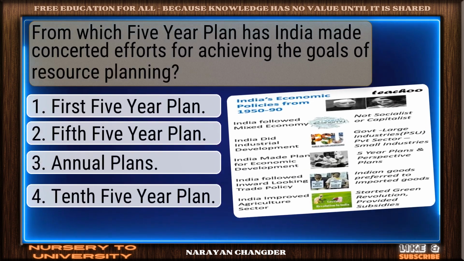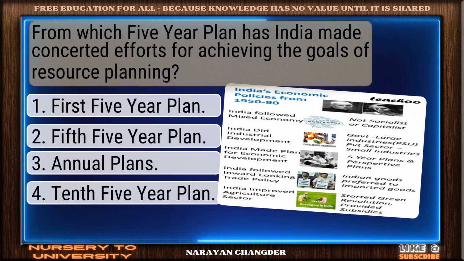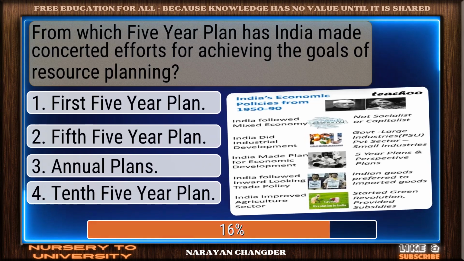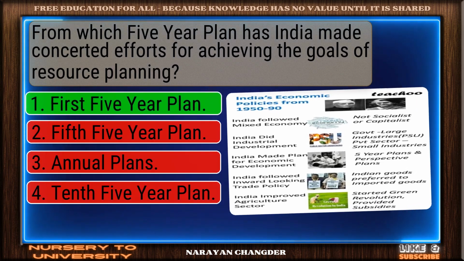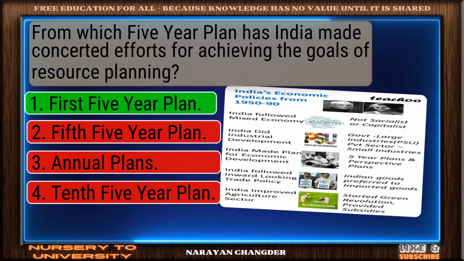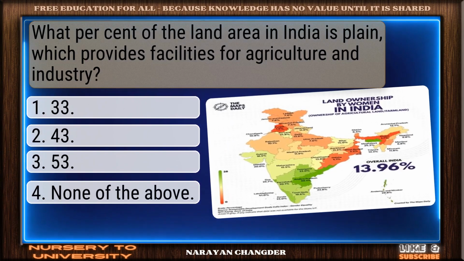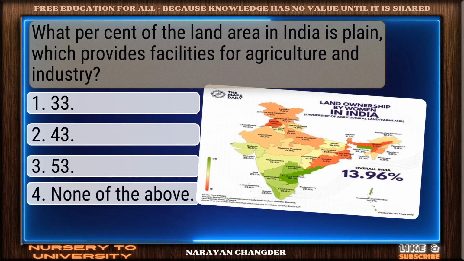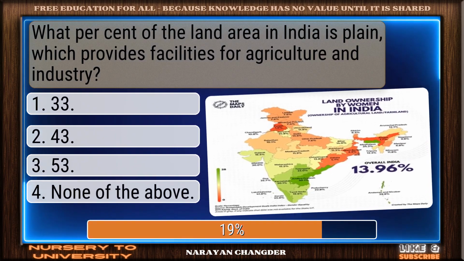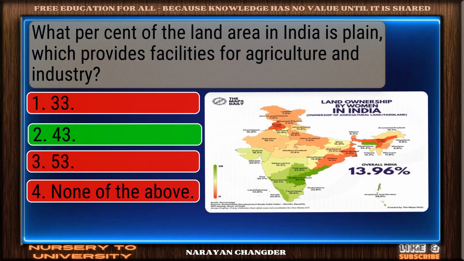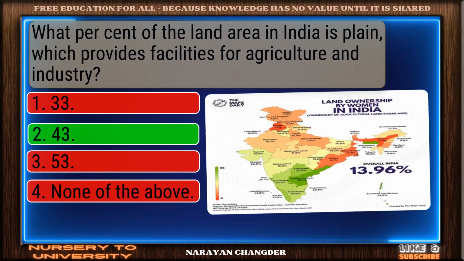From which 5-year plan has India made concerted efforts for achieving the goals of resource planning? Smart move. First 5-year plan is accurate answer. What % of the land area in India is plain, which provides facilities for agriculture and industry? Nice work. 43 fits perfectly.